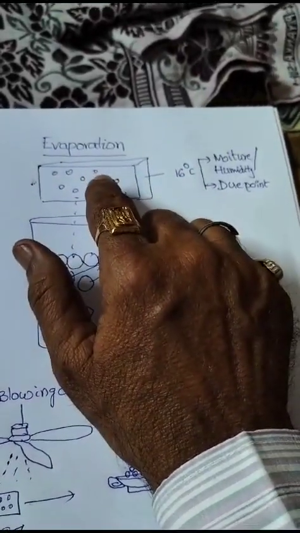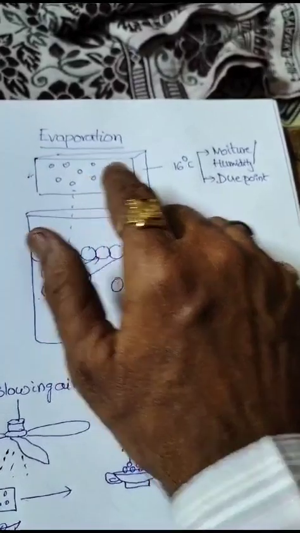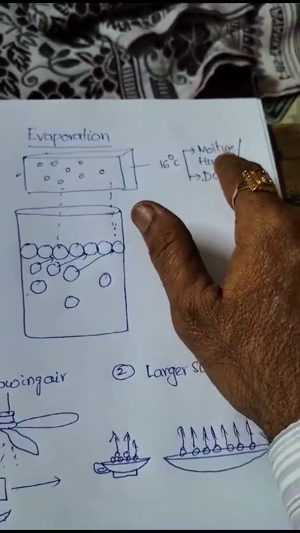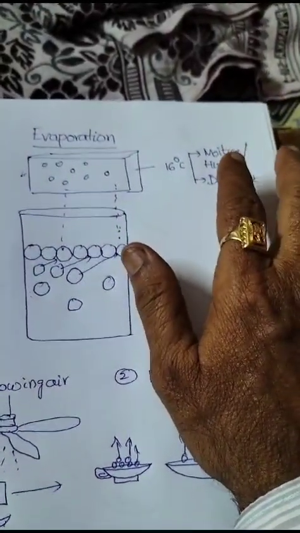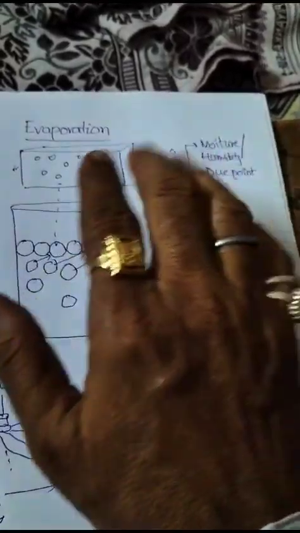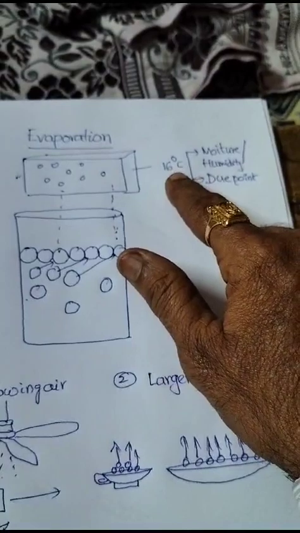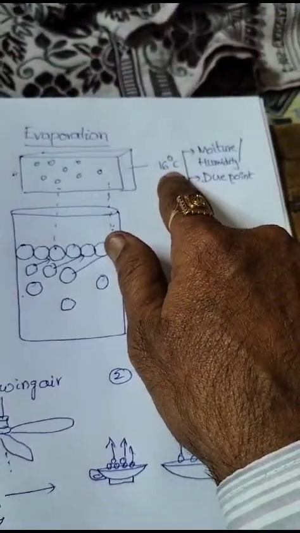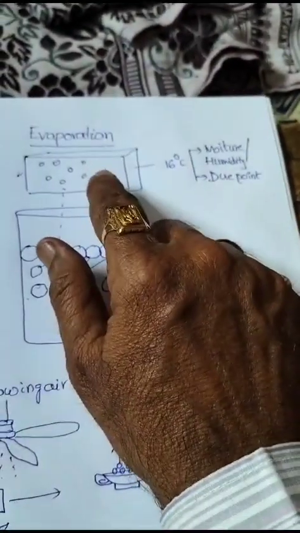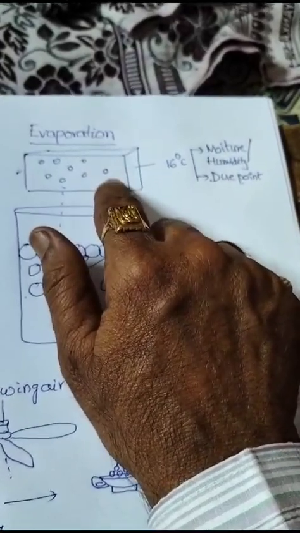So as it is containing 8 molecules per cubic centimeter, let it be the humidity is 8. Let it be, not like that, but let us take it like that. So the humidity is 8 here. But as per the 16 degree centigrade dew point, it can hold 16 water molecules.